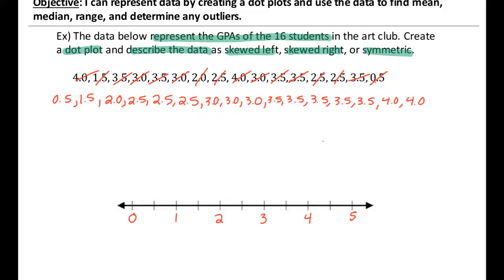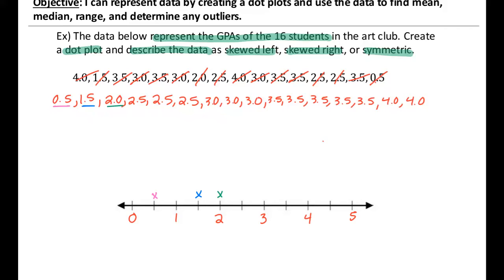All right, so then to create my dot plot, I need to put a dot for however many values I have for that number. So for example, I have 0.5. So I'm going to put at 0.5, 1x or dot. Then I have 1.5, so go put 1x for 1. Oops, that's not 1.5. Go put 1x at the 1.5. Then I have 2.0, so put that 1x on the 2.